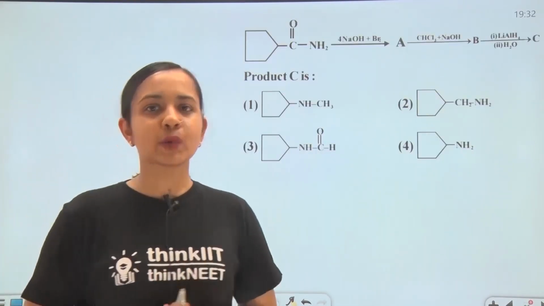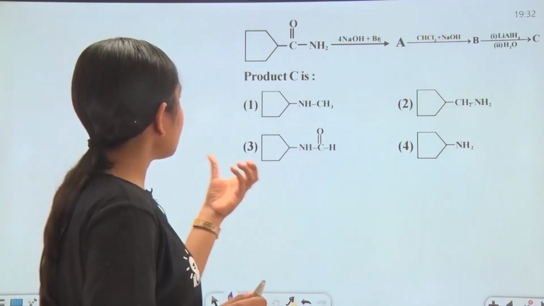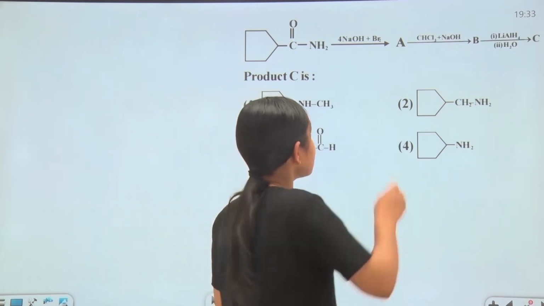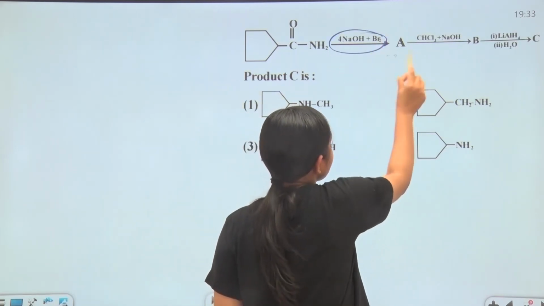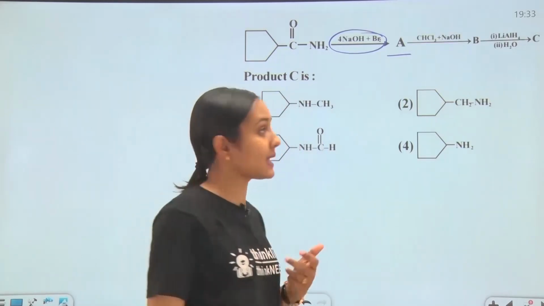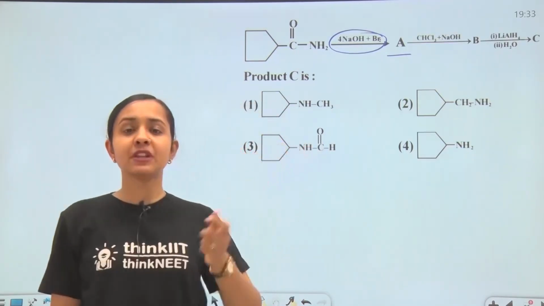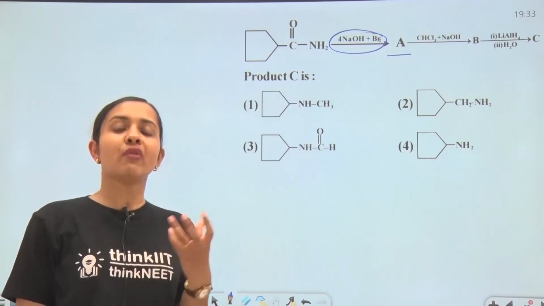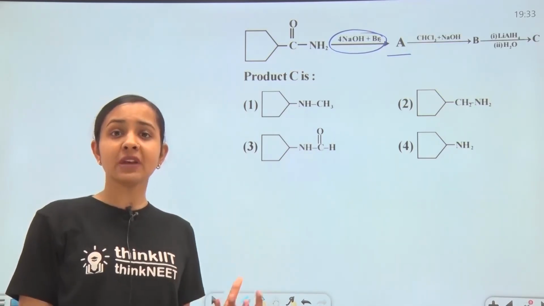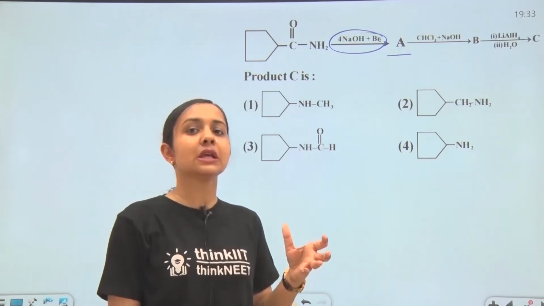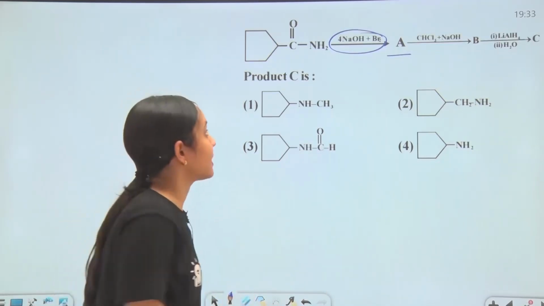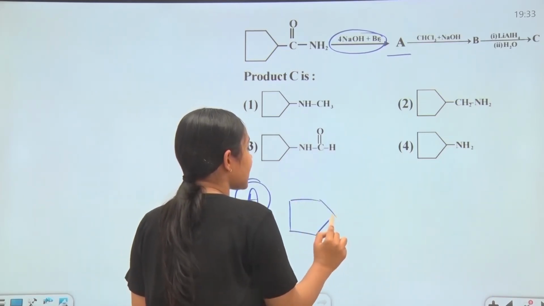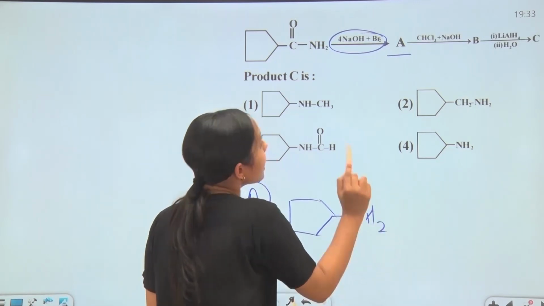Hello dear students, so our next question is, we have to tell the product C in this reaction sequence. First one is an amide group, and this amide group is treated with NaOH plus Br2 and we will get a product in this reaction sequence, right? Students, when an amide group is reacted with bromine in presence of NaOH, formation of primary amine will take place because the reaction proceeds by the Hofmann bromamide reaction, right? So our A product will be cyclopropane amine.